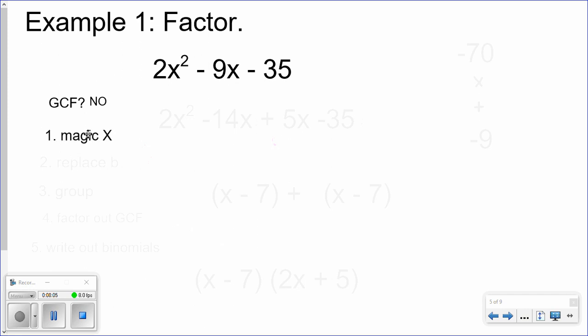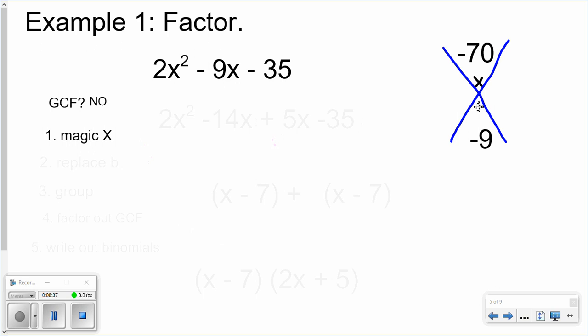The very first thing I do is create my magic X. In the top, I'm going to do what a, which is 2, times c, which is negative 35. So 2 times negative 35 gives me negative 70. That's what I need to find two numbers that multiply up to: negative 70. And on the bottom, I'm going to put my b coefficient, which is negative 9, down here. And that's the number I need my two numbers to add to.